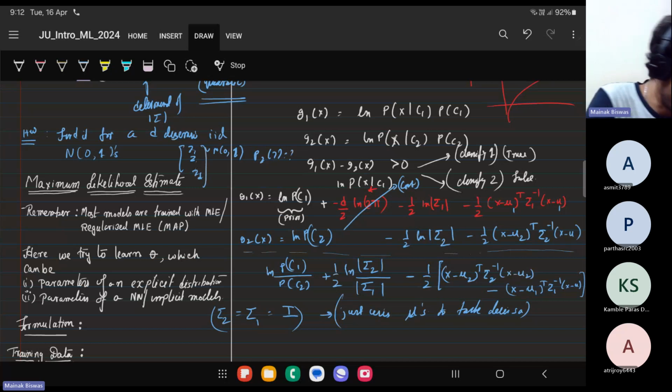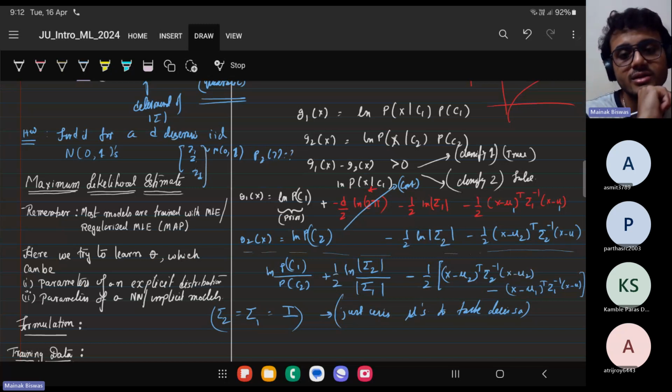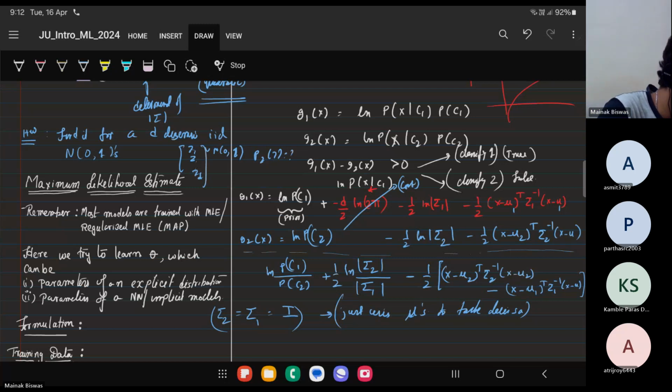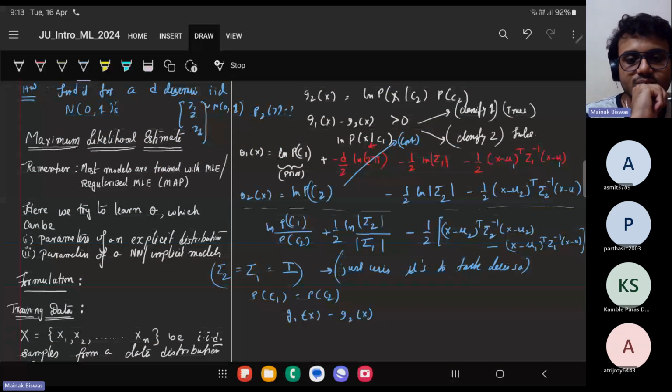So then what will be my decision boundary? I assume P of C1 equal to P of C2. These are equal priors, I assume. Then what will be my decision boundary? Or G1x minus G2x. What will be G1x minus G2x if sigma is equal to identity?